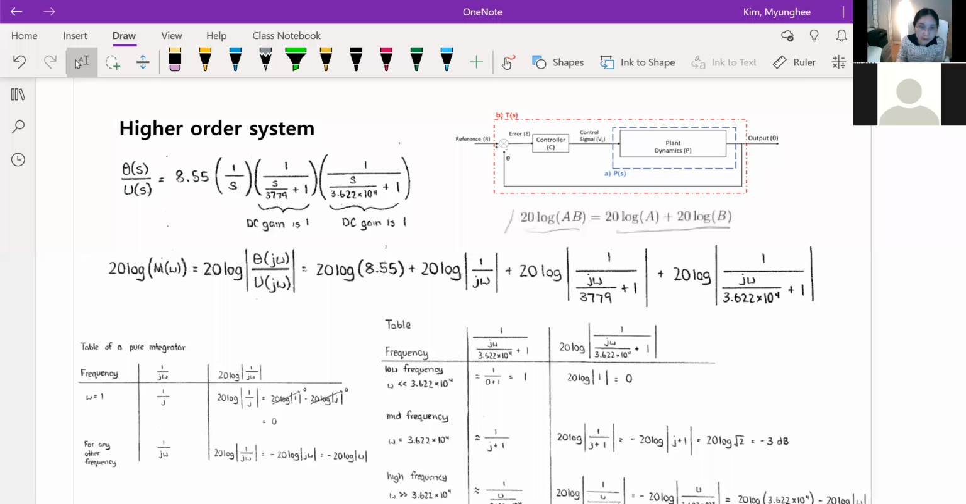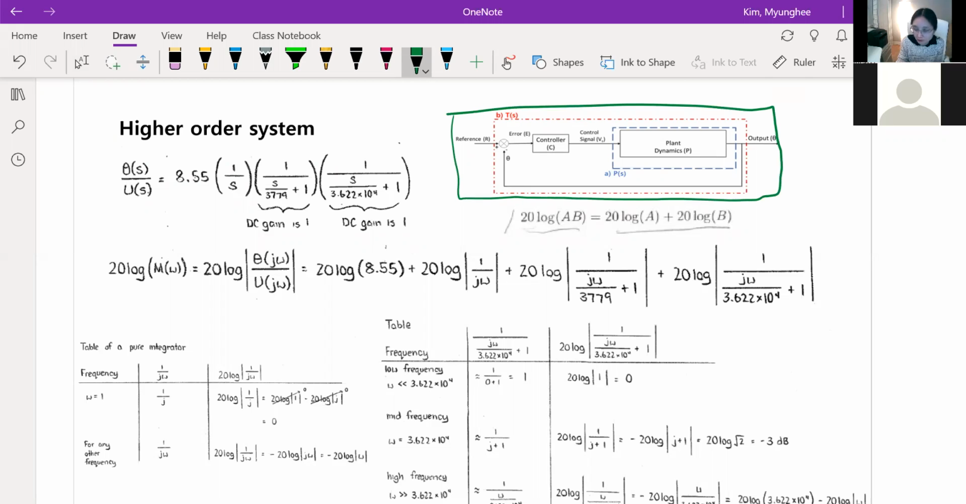So for the higher order system, everything's written to save time. Let's say there is this kind of system, which is an example of our project. And let's say now this is the plant part, and this is the controller part. So we have an I controller, and this is the transfer function.